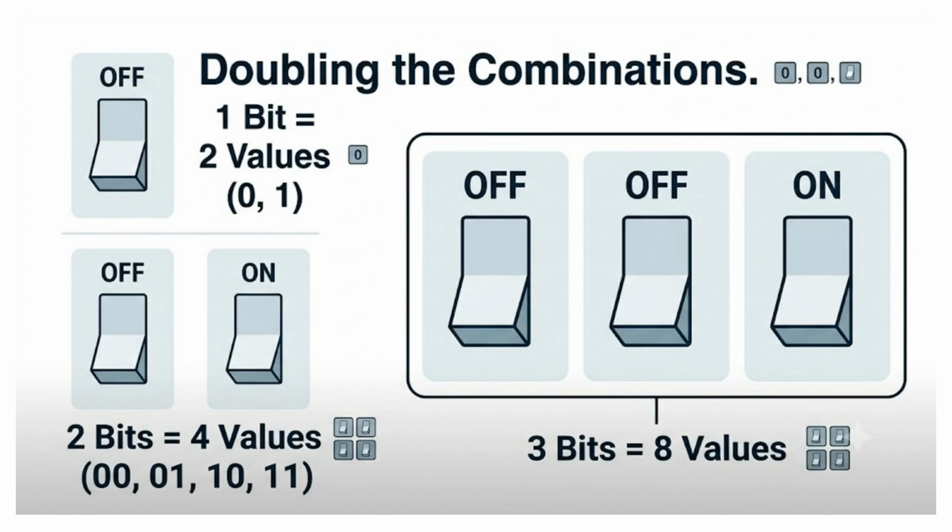If we add one more bit, we now have 3 bits. 3 bits can represent 8 different values. Notice the pattern. Every time we add one extra bit, the total number of possible combinations doubles. This simple idea allows computers to represent larger numbers and store more complex information using groups of bits.